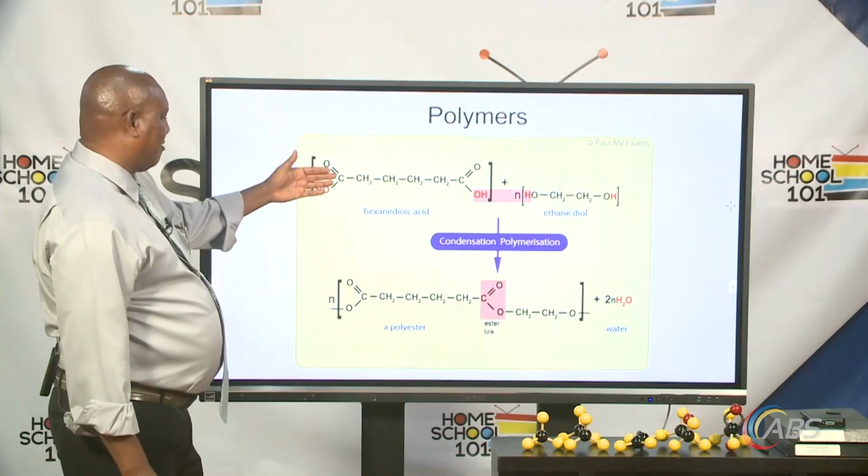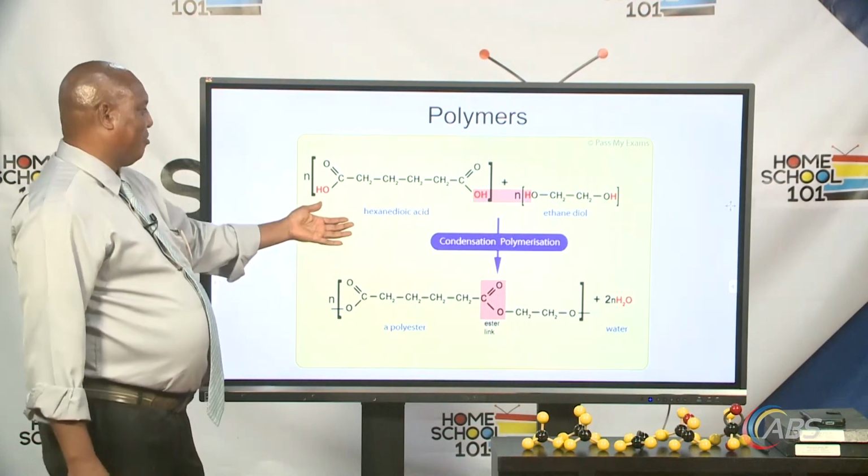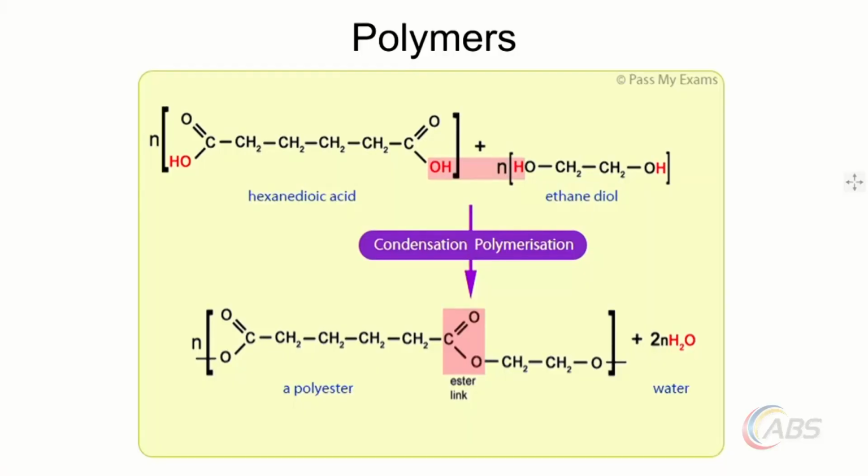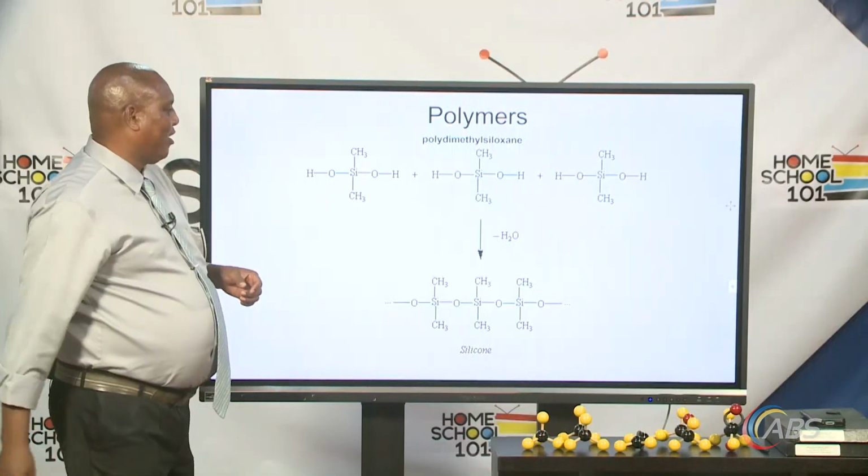We can also have polyester, a condensation polymer, from hexanedioic acid and ethanediol. They condense together. Notice the small molecule that's produced there, and we have a polyester. And we use those to make shirts. Okay, the cloth that makes shirts.